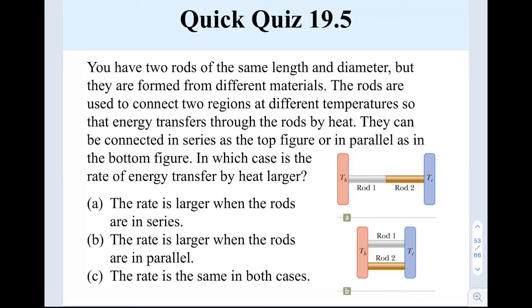Quick quiz 19.5. You have two rods of the same length and diameter, but they are formed from different materials. The rods are used to connect two regions at different temperatures so that energy is transferred through the rods by heat. They can be connected in series as in the top figure here, or in parallel as in the bottom figure here. In which case is the rate of energy transfer by heat larger? This quick quiz is going to be your task. Once you finish watching this video, submit it into Google Classroom.